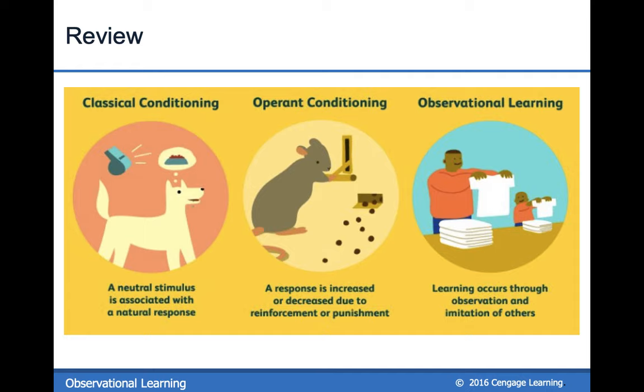So here's a quick review of the 3 styles of learning we've talked about today. We have classical conditioning, which is when a neutral stimulus is associated with a natural response, such as a reflex. Operant conditioning is a response that is increased or decreased due to reinforcement or punishment. So voluntary actions, either increasing or decreasing based off the consequences. And then observational learning is learning that occurs through observation and imitation of others.